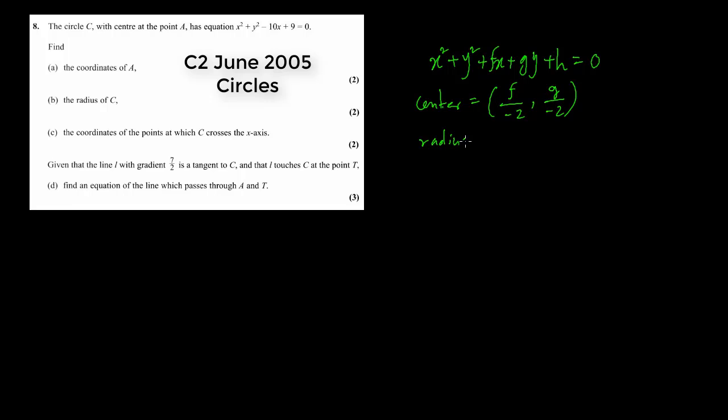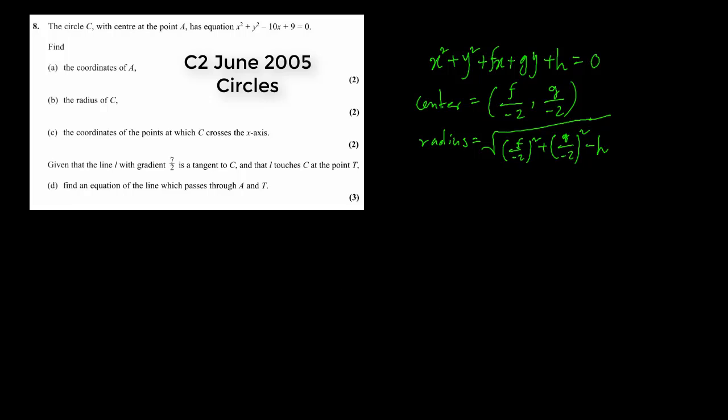Now before talking about circles, let me give you a little review. If the equation of the circle is in this format, x squared plus y squared plus fx plus gy plus h constant equal to 0, then the center is going to be the coefficient of x divided by minus 2 and the coefficient of y divided by minus 2, and the radius would be the square root of the x coordinate of the center, which is f by minus 2, whole squared, plus the y coordinate of the center, g by minus 2, whole squared, minus the constant which we have here.